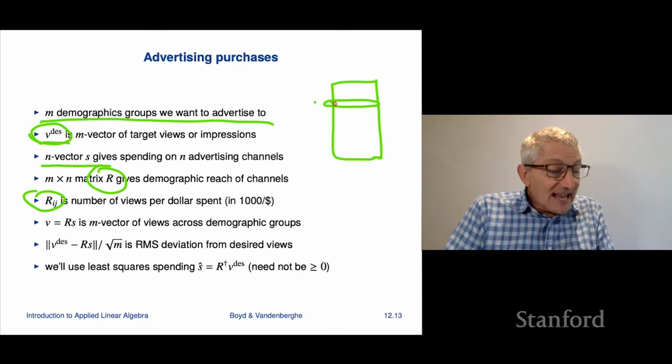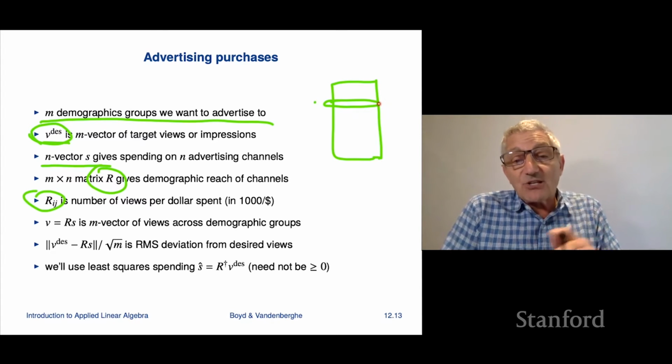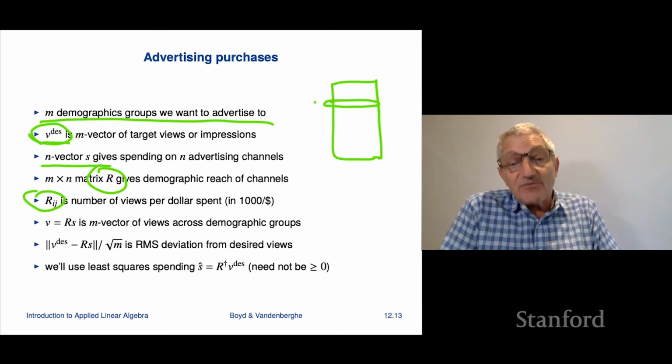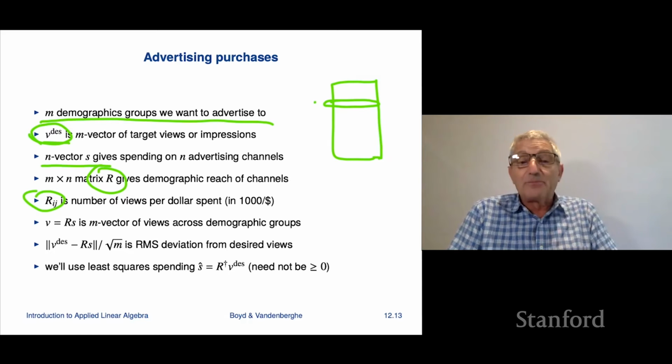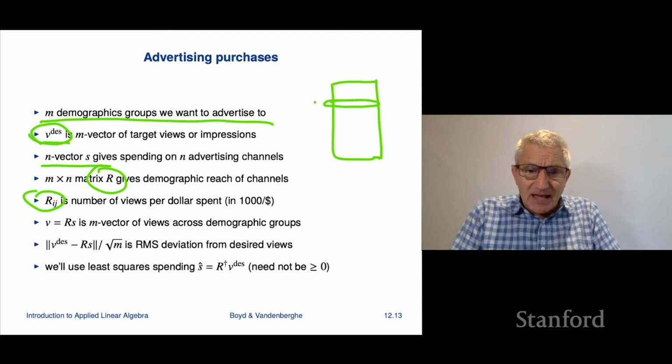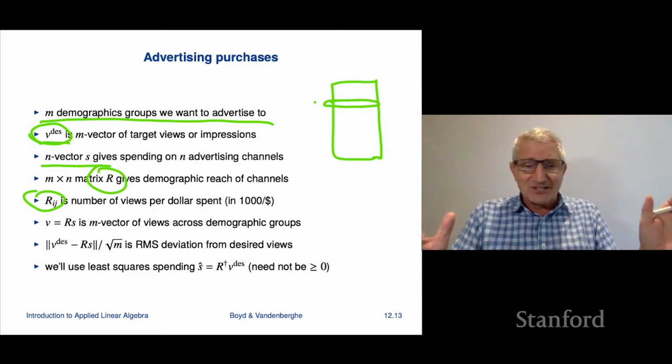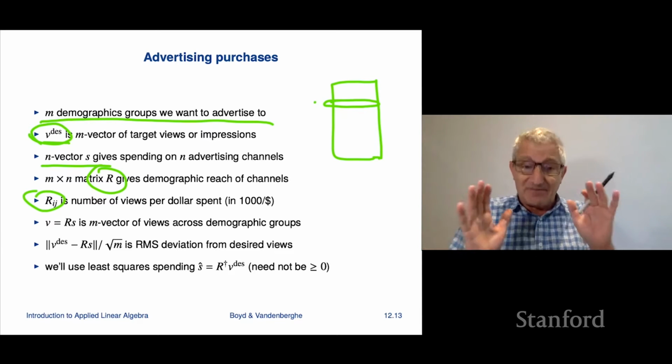I would scan across this row and I would find the largest entry, because that is the one that is most efficient. For $1, I will get the most 18 to 22-year-olds. Okay, so that would not be, for example, advertising in like AARP or something like that. That's American Association of Retired Persons. That would be a very bad choice.